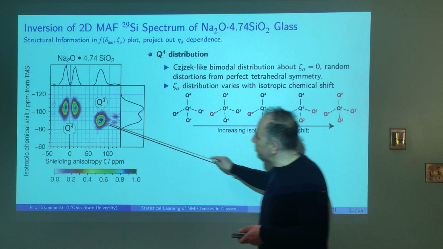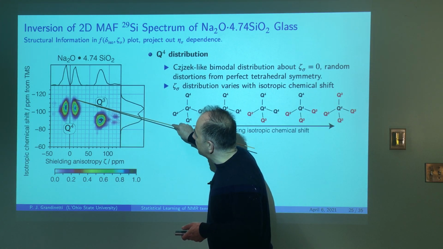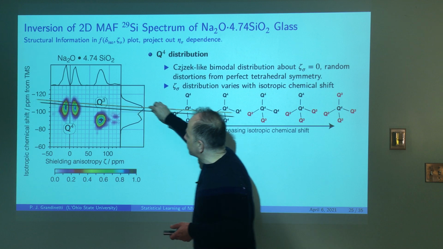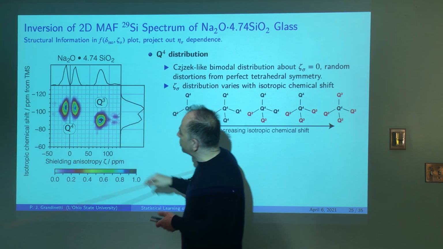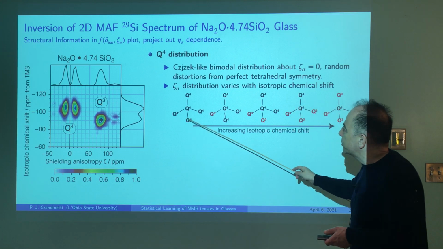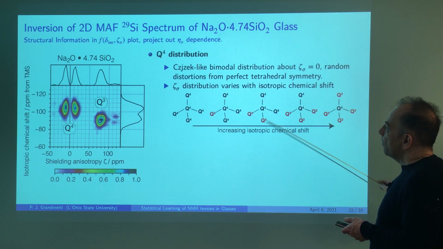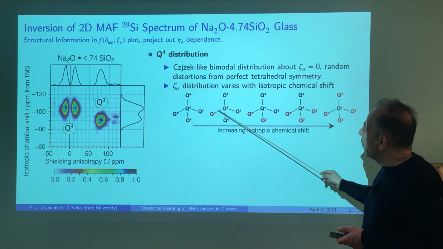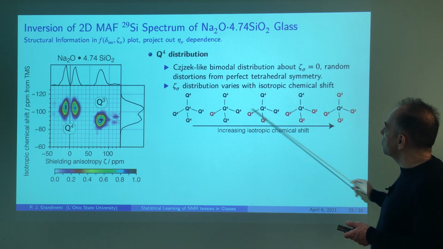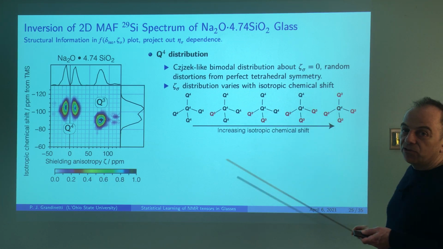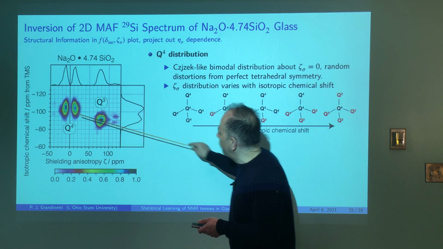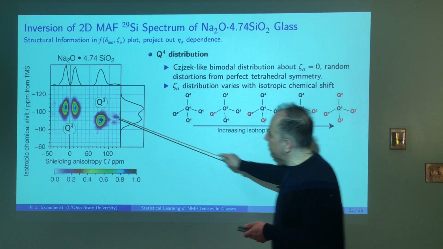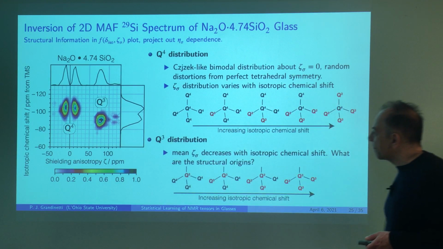You also see that there's some shape to this. You can see that the width of the anisotropy at different points in this line is changing. And what we think is going on is that as you move along the isotropic dimension, we're seeing Q4s which are surrounded by varying amounts of Q3s, and that's leading to this broadening out. And then when you get over here to the other side, it starts to narrow back up again.